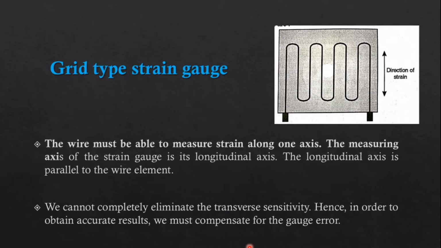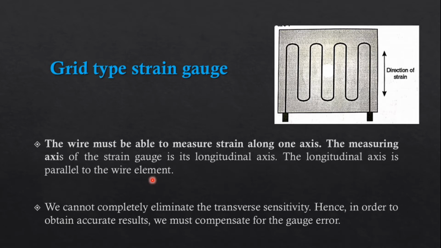Okay, as we can see over here, this is one simple grid. Let's see this. The wire must be able to measure the strain along one axis, only one axis, that is this axis. Okay, the meaning of axis of strain gauge is its longitudinal axis, that is the longitudinal axis in which we are going to apply our force. The longitudinal axis is parallel to the wire element, and we are going to give some amount of force from this direction.